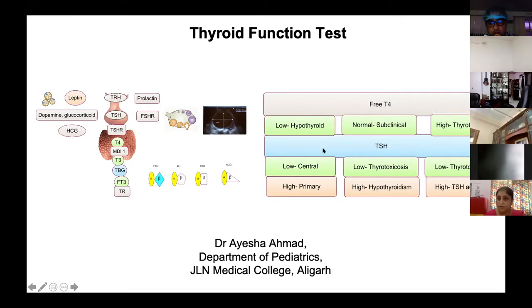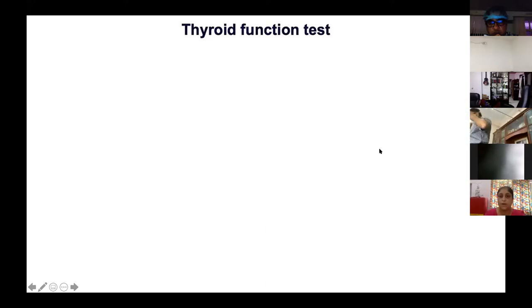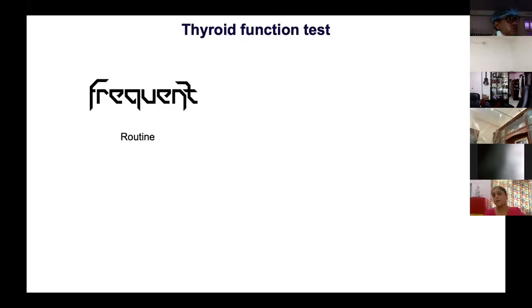central hypothyroidism. Likewise, if the free T4 levels are high, think of a hyperfunctioning thyroid. Then again the next step is to go for TSH estimation. If the TSH levels are low, think of thyrotoxicosis. So this is how we evaluate thyroid function.